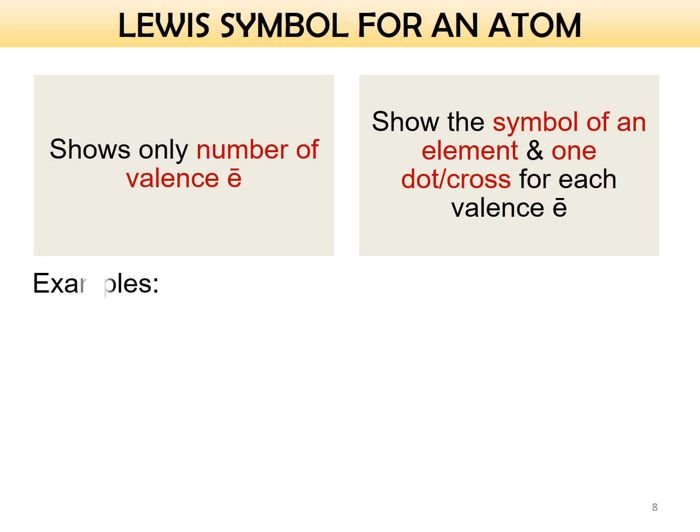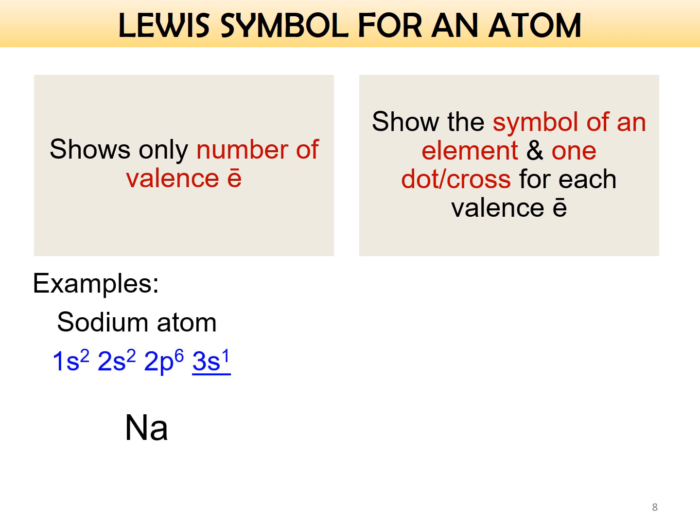For example, the Lewis structure for sodium atom. Sodium atom has one valence electron, which is located at the outermost shell, shell number 3. So, sodium is surrounded by one dot.